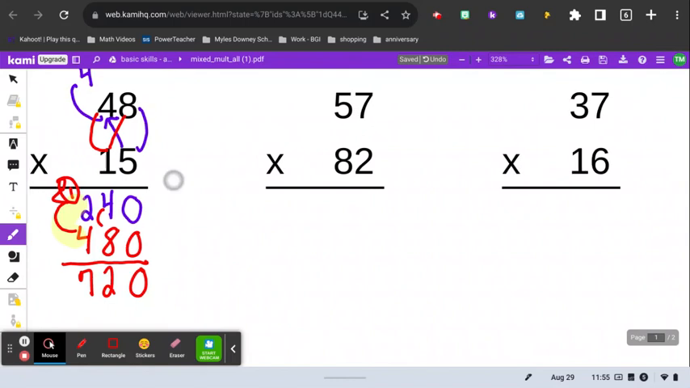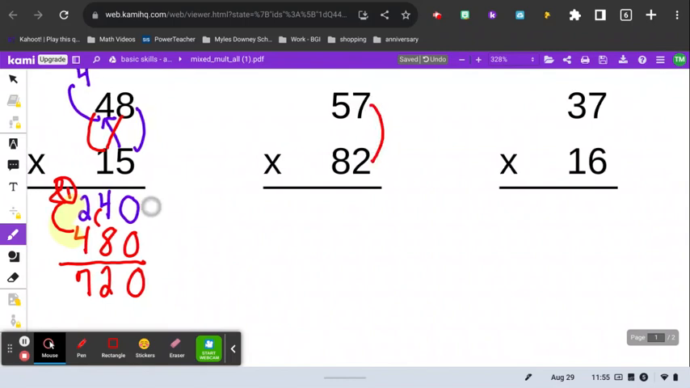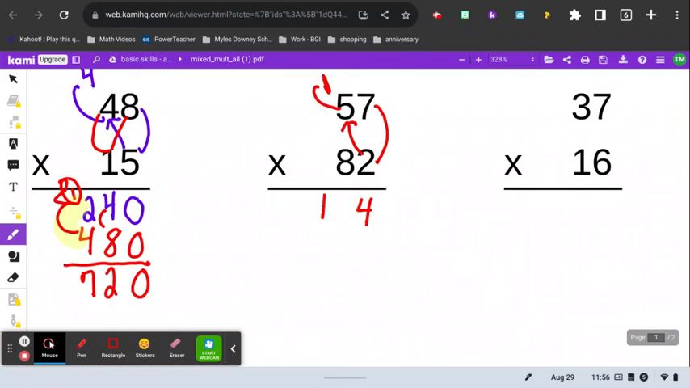I'll show one more here. 2 times 7 is 14. So we carry that 1 up top here. 2 times 5 is 10. 10 plus 1 is 11. 0 placeholder.